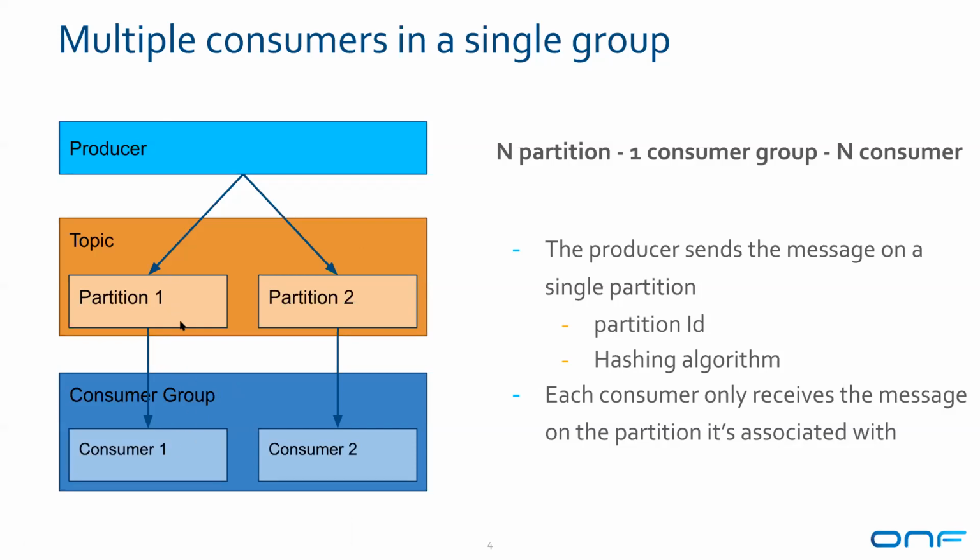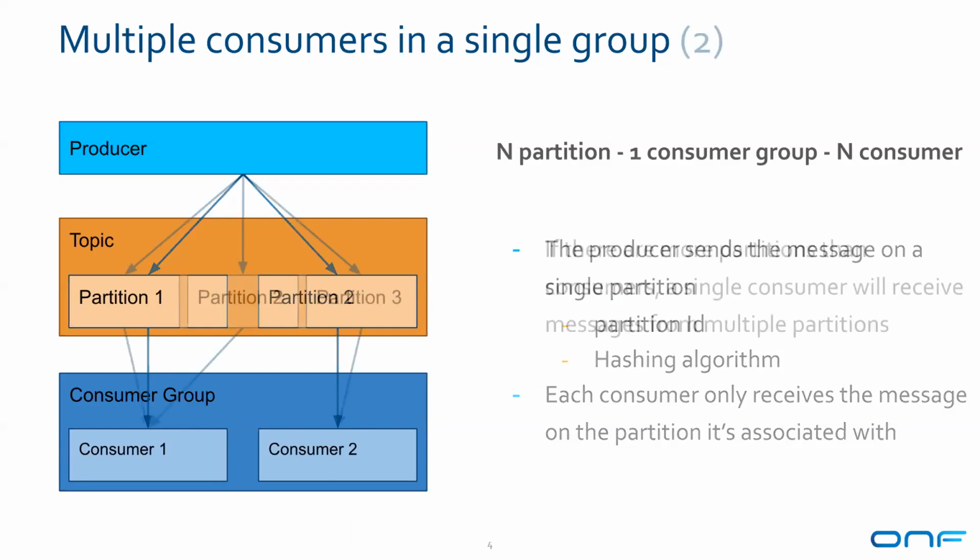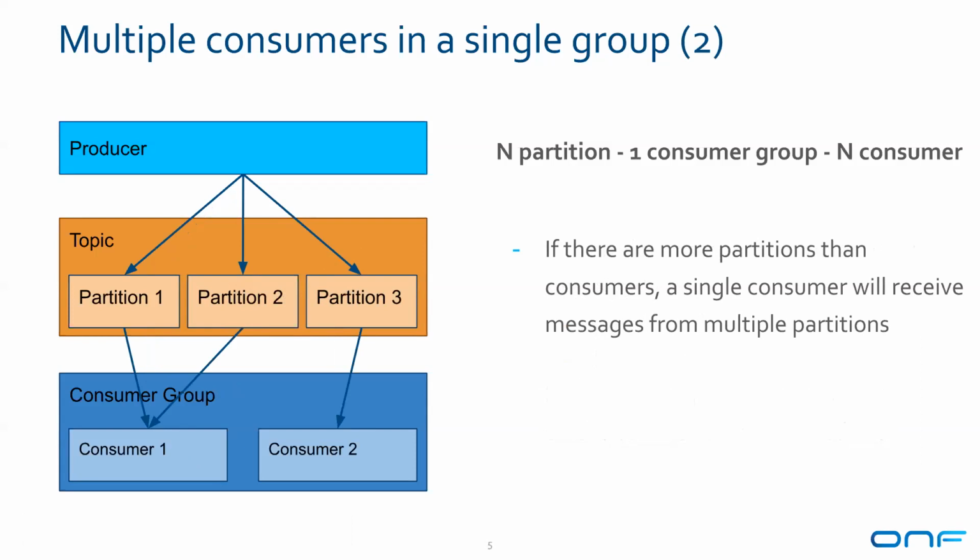The way a consumer is associated to a partition is decided by Kafka itself. In the case in which we have more partitions than consumers, then again, Kafka decides how to associate a consumer to a partition, and we may have a consumer servicing multiple partitions while others are getting less load. So the only way to guarantee an even spreading of the load is to have an equal number of partitions in the topic and consumers in a consumer group.